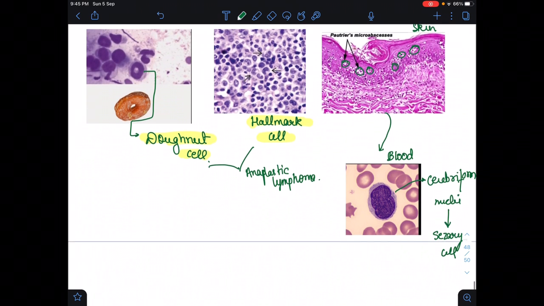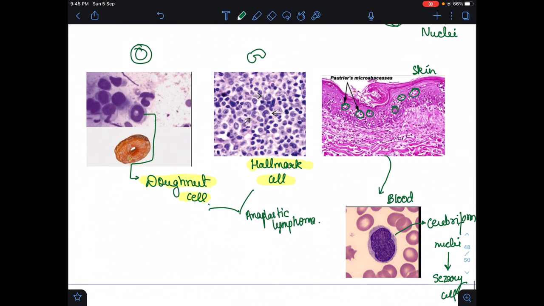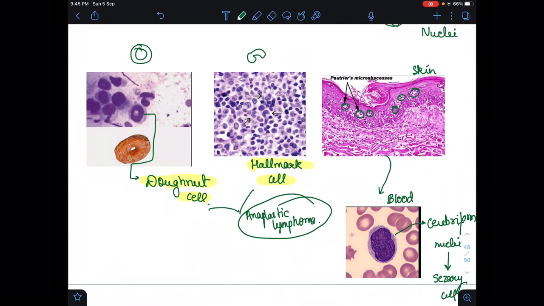So all this is about T non-Hodgkin lymphoma, in which we studied anaplastic lymphoma, and the other is mycosis fungoides, in which we studied that when it reaches the blood, it is known as Sézary syndrome. And in Sézary syndrome the finding is a cerebriform nucleus or Sézary cell.